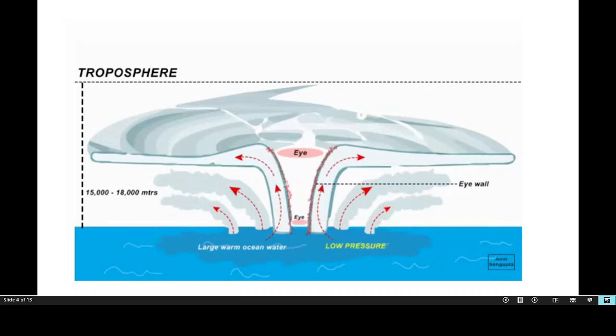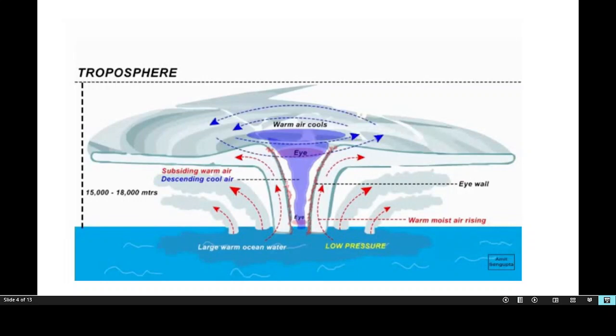When warm moist air rises up in the atmosphere, after a certain height it starts cooling because the temperature drops with increasing altitude. As the air cools, it becomes denser and moves towards the ground. This is called subsiding warm air. And this is what intensifies the storm by increasing the diameter of the storm. And as the diameter increases, the spiral rain bands expand and push the rain clouds into the outer region.